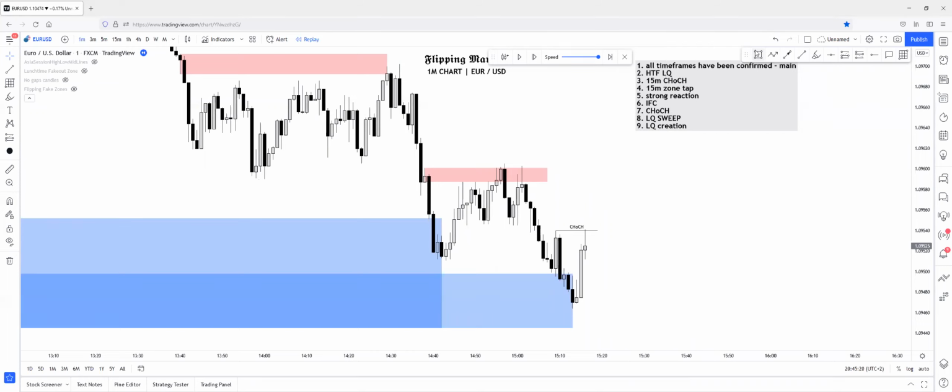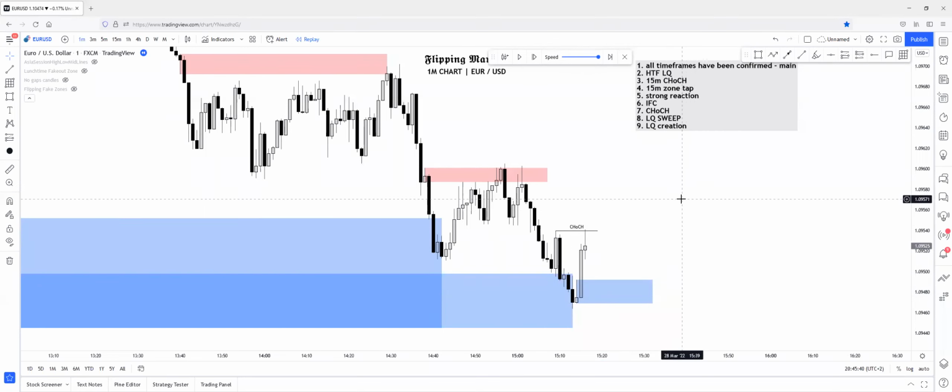Okay. So I want you guys to mark the zone that has caused the change of character here. It's a really simple zone. Thank you, Nikita. That's the zone. Exactly. I love how Nikita is actually being the first every single time. Good job, Nikita. So this is the zone that has caused the change of character.